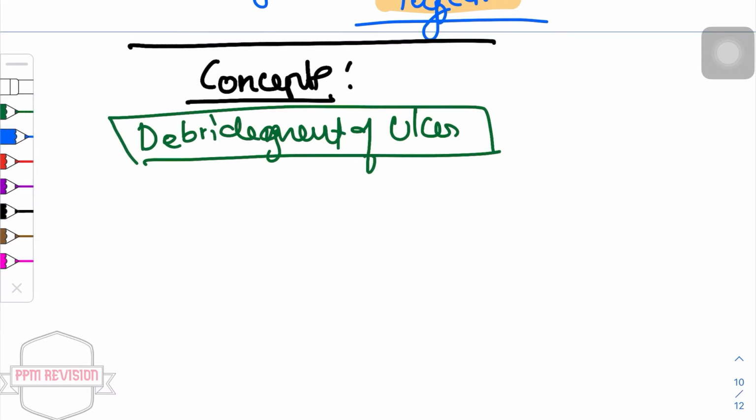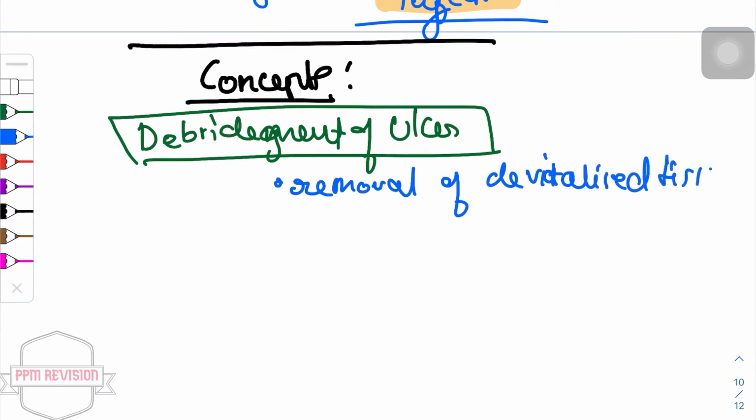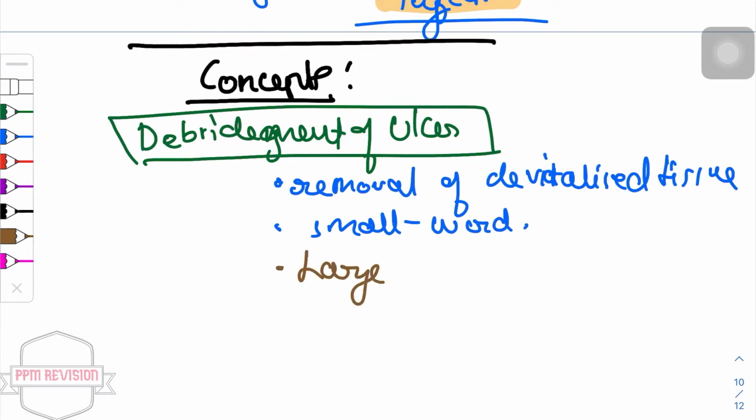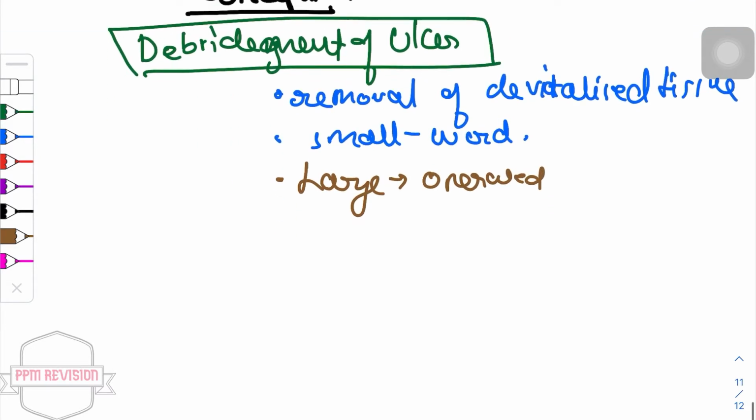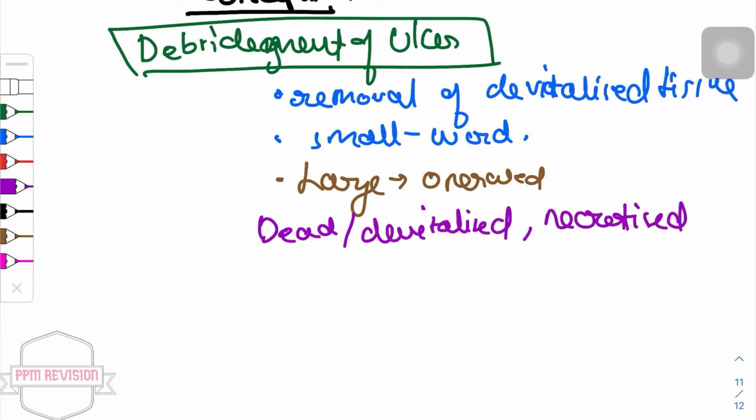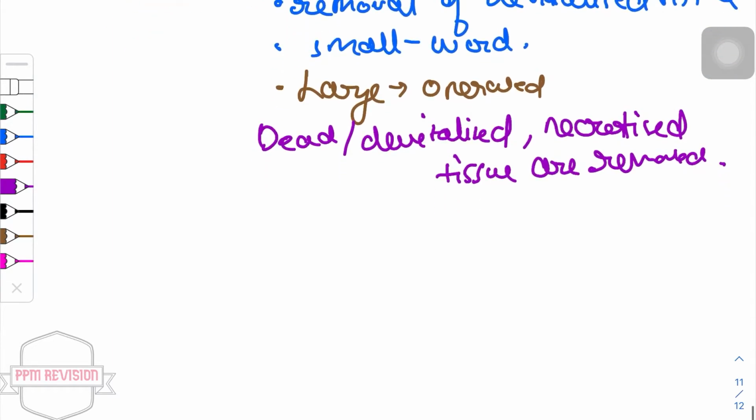Under debridement of ulcer, what we need to know is that it is the removal of devitalized tissue. Another thing to note is that small ulcers can be debrided in the ward, whereas large ones should be operated on. All the devitalized and necrotic tissue is removed, and the slough should be separated adequately before debridement to be removed.